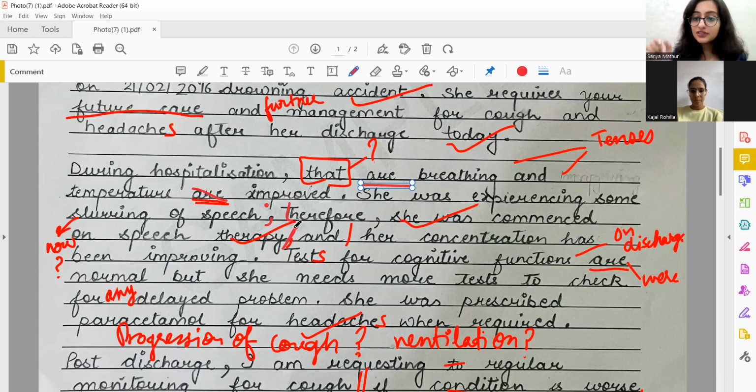She was prescribed. So even for this, that she needs more tests. So what have you done about it? So here also you can write that for this, a referral to neurologist has been made. Now, Kajal, you tell me, why is it important to update the GP about this?